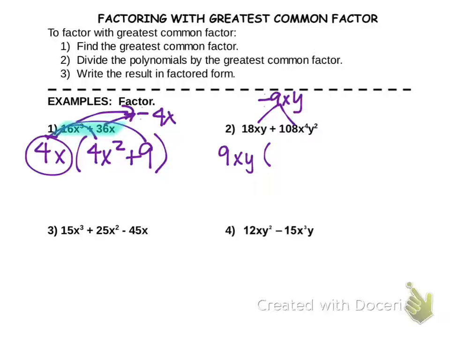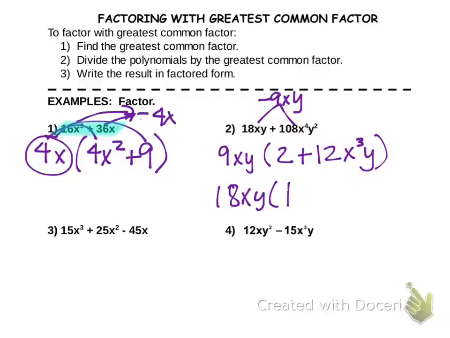When that happens, I'm left with just 2 in that one. And then plus, I'm left with 12, and then x to the third y. Now you can see here, these factors have a common factor. So I'm not done. I need to actually divide each one of those by 2. So this 9 isn't big enough. It has to be 18xy. I'm left with 1 plus 6x to the third y.